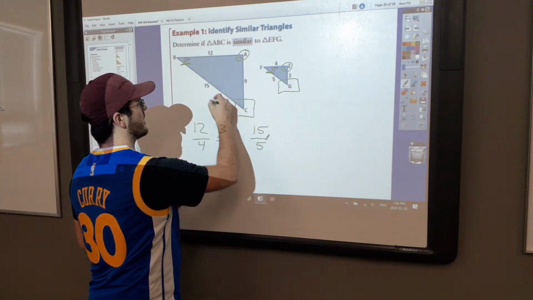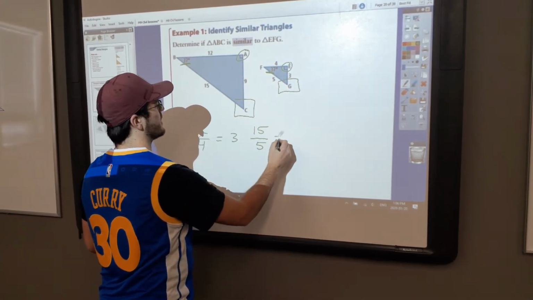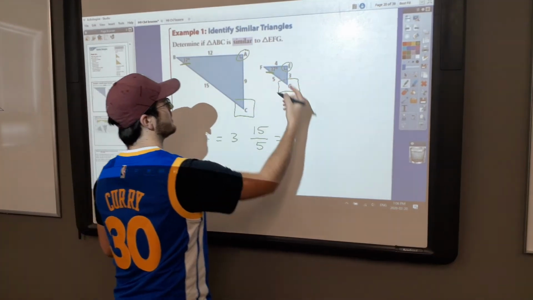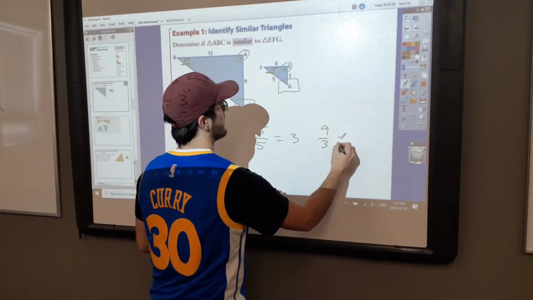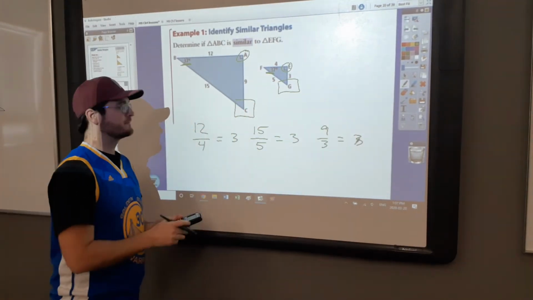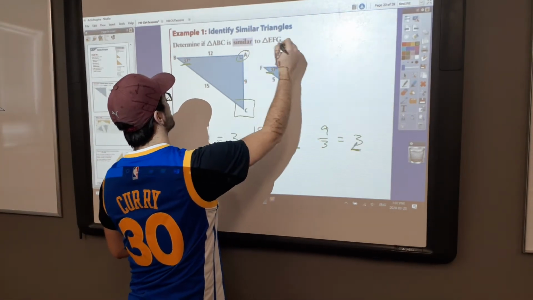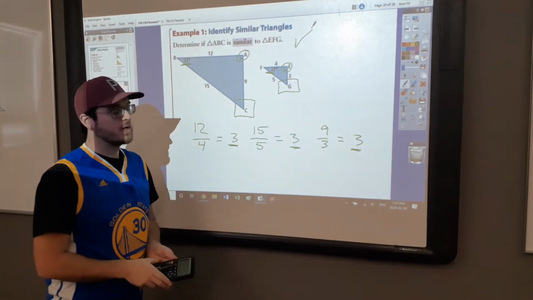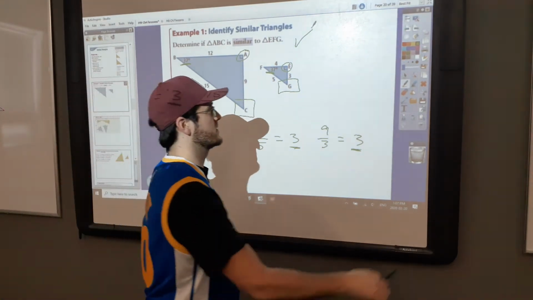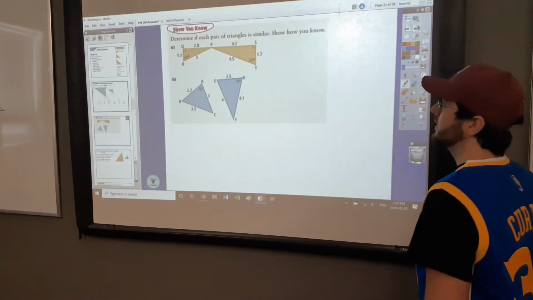15 divided by 5, those are corresponding, also gives me 3. And 9 divided by 3 also gives me 3. So that means, yes, it is similar. You just have to check the corresponding sides if the angles are already the same.